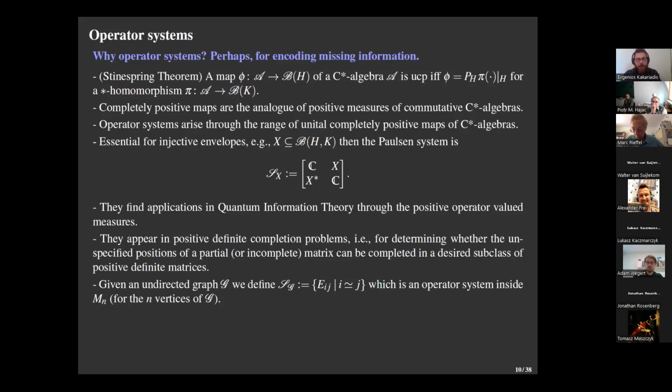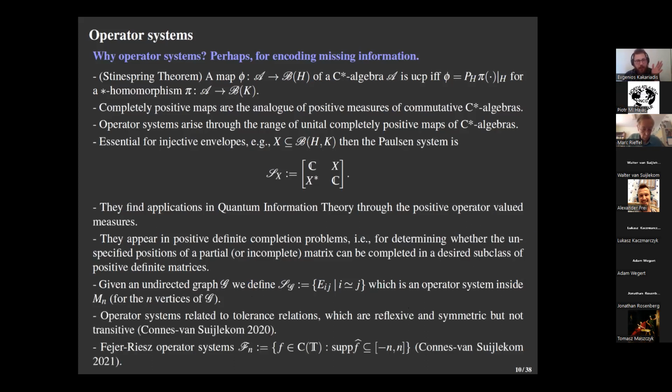Okay, thank you. And another thing that I will try to comment on, if I have the time, would be that for undirected graphs. So undirected graphs can give us operator systems. But for this work, for Morita equivalence for operator systems, we were motivated by the work of Kuperberg and Weaver, I hope I said that right, where they used operator systems related to tolerance relations. So thank you, Walter, for the thumbs up.